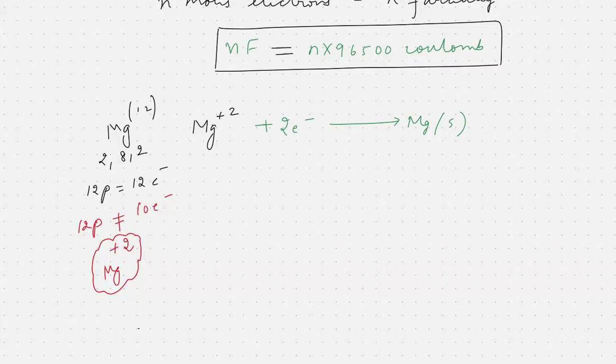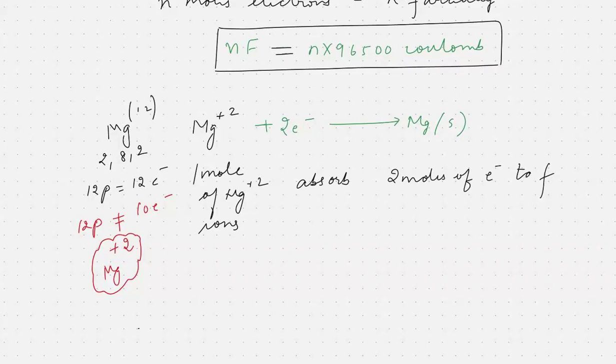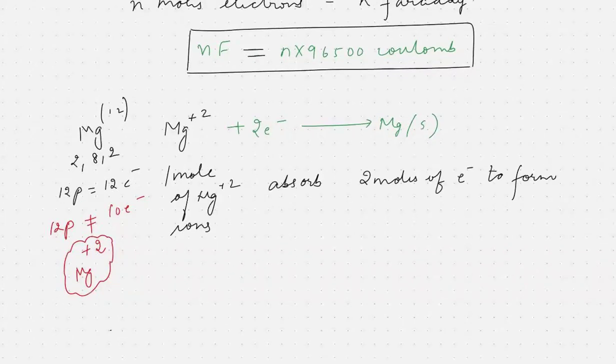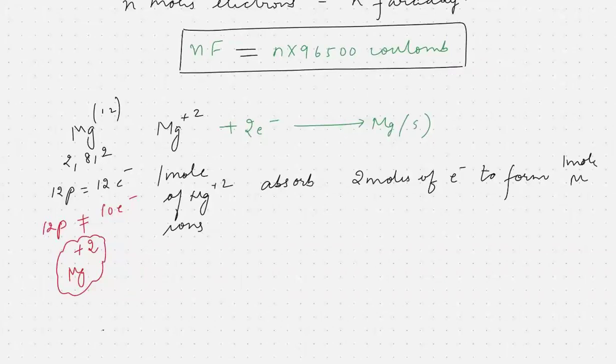Now you understand. Can I read this equation as that 1 mole of magnesium plus 2 ions absorb 2 moles of electrons to form 1 mole magnesium atoms? Can you read this equation? Because obviously the coefficient here is 2, and the coefficient here is 1, right?